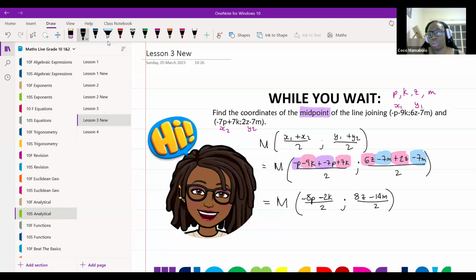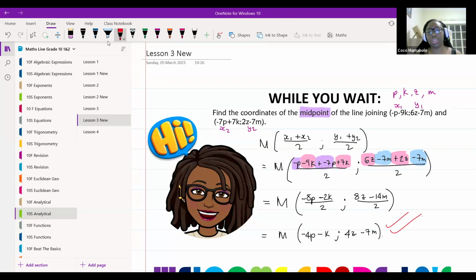over 2. All right. And luckily for me, all of these expressions are divisible by 2. So negative 8p divided by 2 will give us negative 4p. And negative 2k divided by 2 will give us negative k. On this side, 8z divided by 2 will give me 4z. And negative 14m divided by 2 will give me negative 7m. All right. And that's the answer that ma'am is looking for. That's the one.